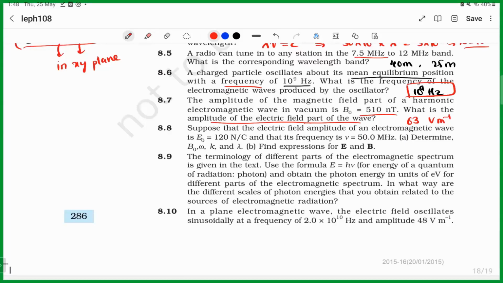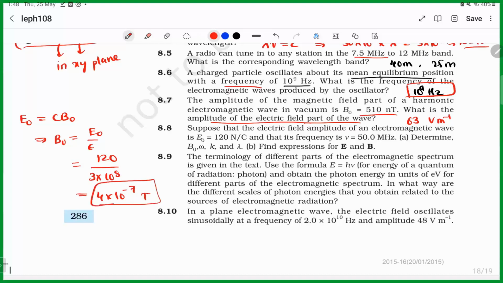Okay, 8.8. Suppose that the electric field amplitude of an electromagnetic wave is 120 newton per coulomb and its frequency is 50 megahertz. Determine all these quantities. First we determine B naught. Again, the formula is already known. B naught is E naught by c, 120 by 3 into 10 to the power 8, which is 4 into 10 to the power minus 7 Tesla. That is B naught.